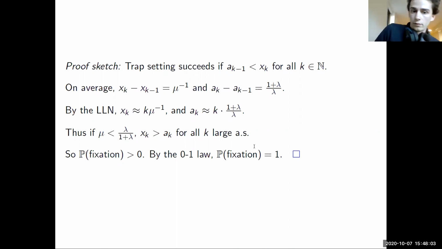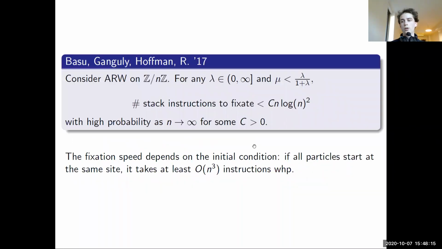Okay, so that was kind of the inspiration for a lot of future ideas, using the Abelian property in this way to cleverly set up these traps. So next I want to show you how to adapt that to the result I presented earlier, this result on the ring. So I'm going to show the analogous thing on the ring, that with the same relationship between mu and lambda, the time to fixate is like log squared.